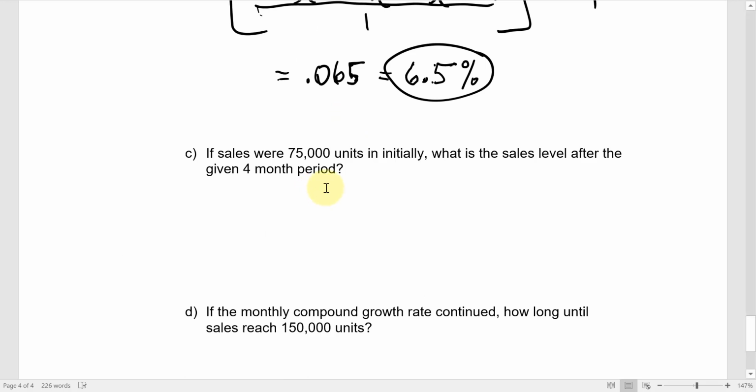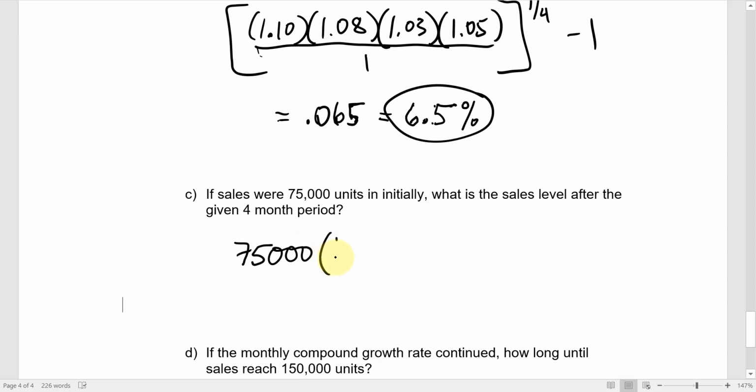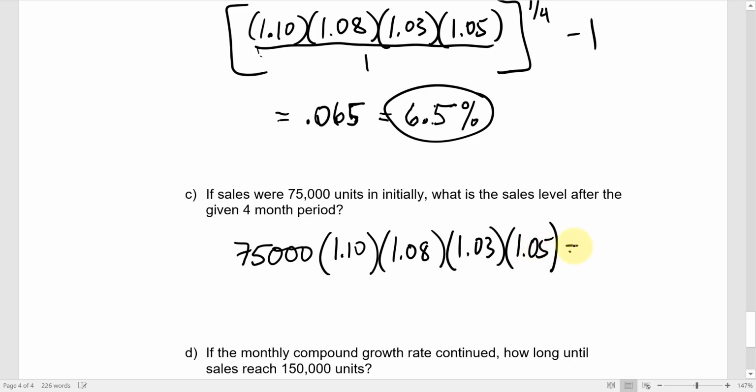Next question says, if sales were 75,000 units initially, what is the sales level after the given 4-month period? So what I'll do here is take that initial 75,000, look back at my gains, 10% gain, 8% gain, 3% gain, and a 5% gain, and figure out where we are. That's about 96,360.